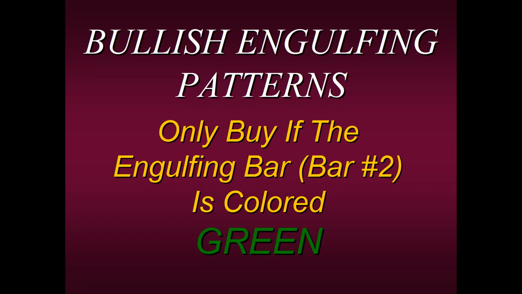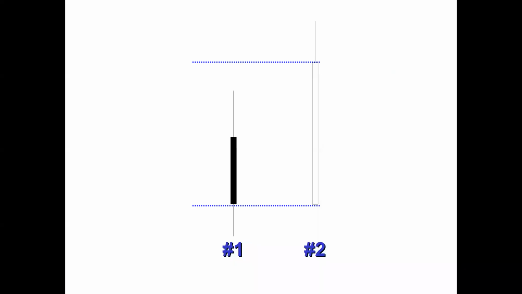We're only going to buy if the engulfing bar, that's bar number 2, is colored green. So bar number 1 can be red, it can be green, it really makes no difference, but bar number 2 needs to be green. So in other words, we want to see the candlestick go from this to applying the pet D to look like this. Remember, it doesn't matter what bar number 1's color is, but you see the outline of bar number 2 is green. So what is that telling us?